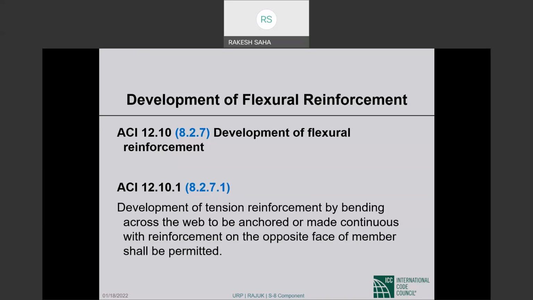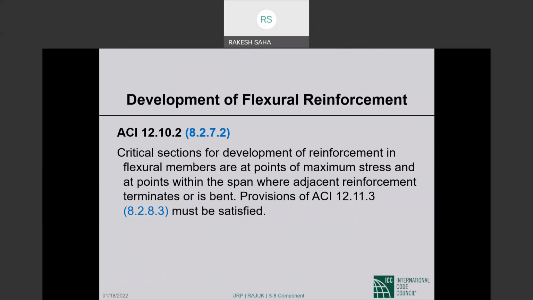So Dr. Ghosh, you can continue. Yeah, okay. So development of flexural reinforcement: development of tension reinforcement by bending across the web to be anchored or made continuous with reinforcement on the opposite face of member shall be permitted. These are the bent bars that we used to use a long time ago. At least in the US, there is absolutely no usage. I do not quite know about Bangladesh. Dr. Rakib would know. But this is not something I would like to spend time on.